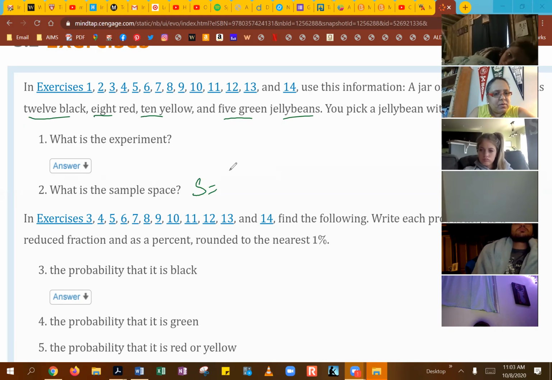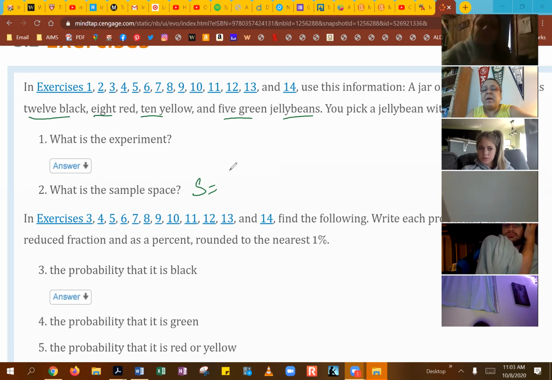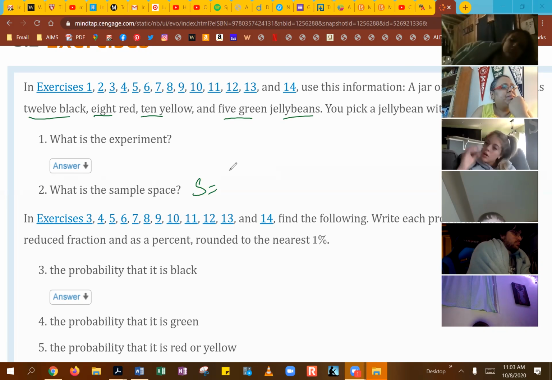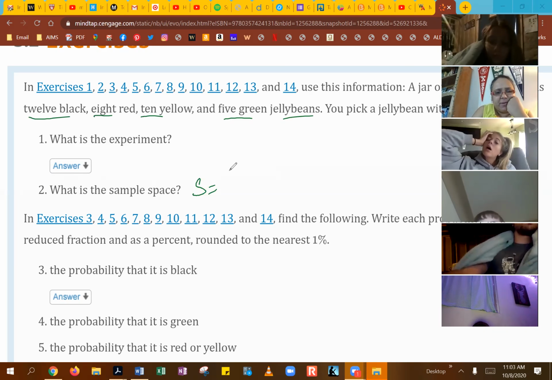Okay, so Burgundy, you're saying 35 or list them out. Remember, the sample space is the list of all the possible outcomes. So if you had to list it out, how would you list it out?